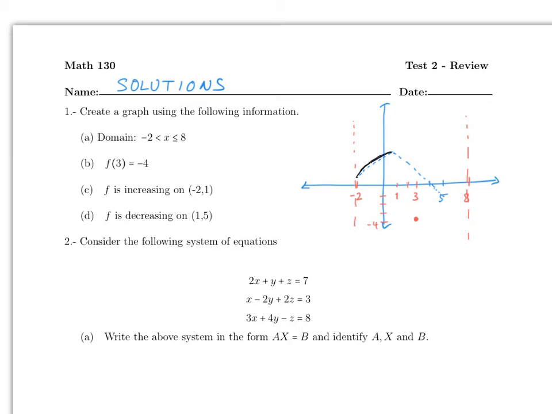It's increasing from -2 to 1. Once it gets to 1, it starts decreasing. It has to pass through this point, and then from here you have many possibilities. So that's one possible graph. Another one could be like this, and then just keep going up to here, or from here do this, and so forth. So that's it for that one.